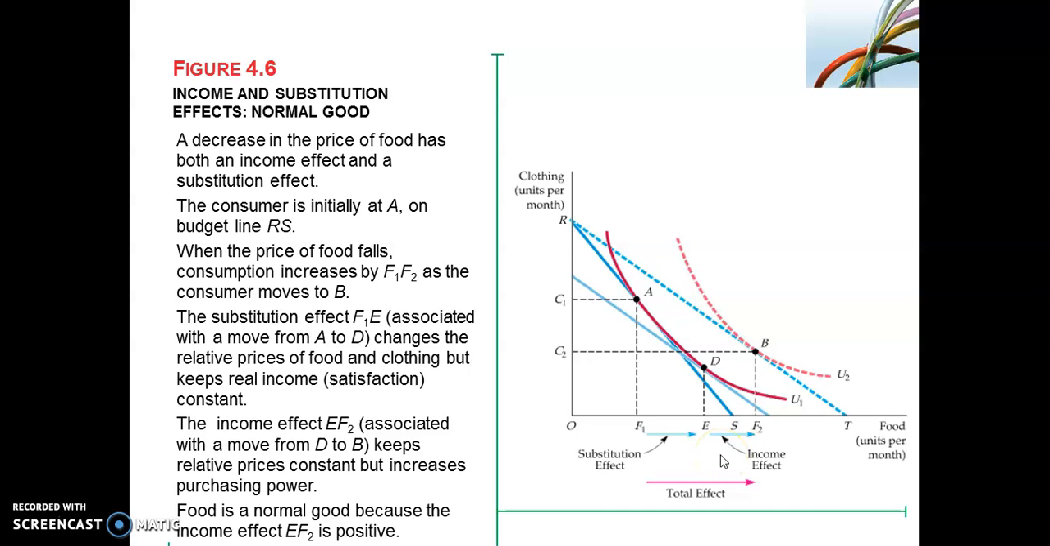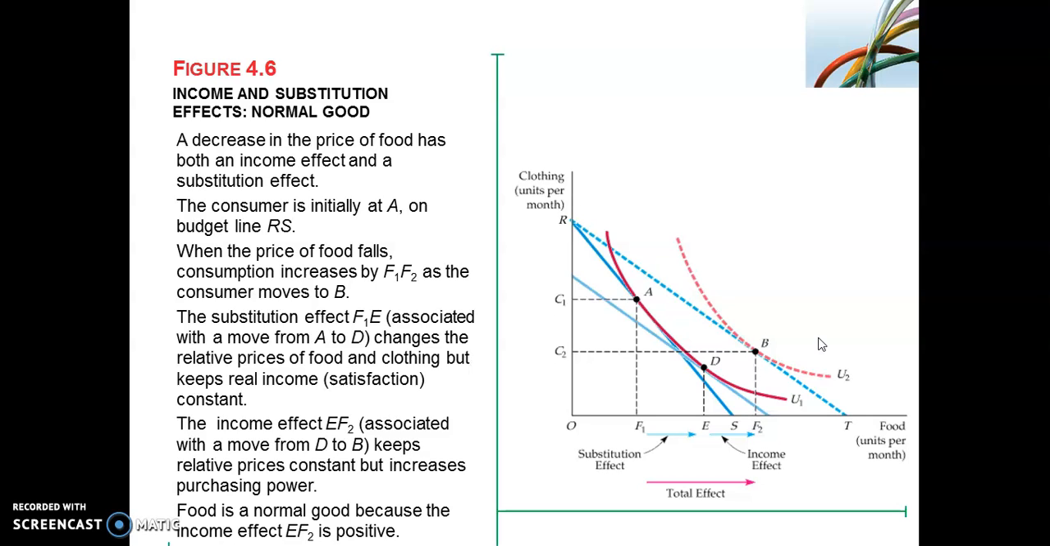So with the income effect, remember it states that relative prices are kept constant, and point D and point B both lie on budget lines that are parallel. We can see this imaginary budget line is parallel to that new budget line when the price of food fell. So therefore, relative prices are constant, but point B is chosen on U2, which is a higher indifference curve. And that shows us that this change must have come about as a result of a change in purchasing power.